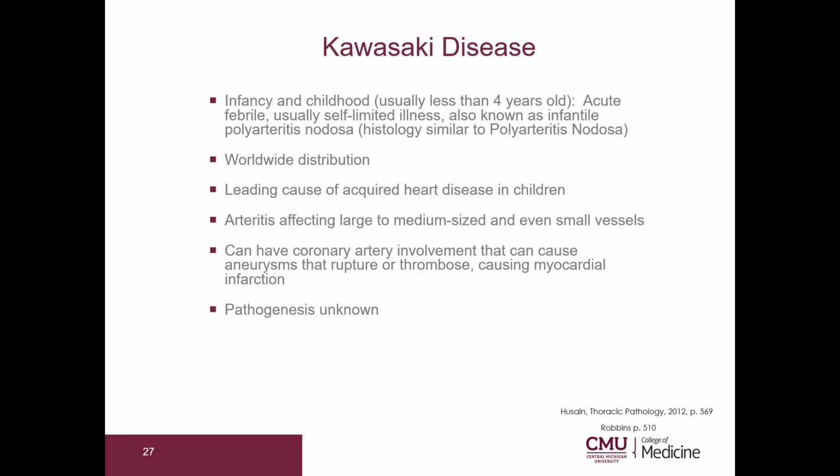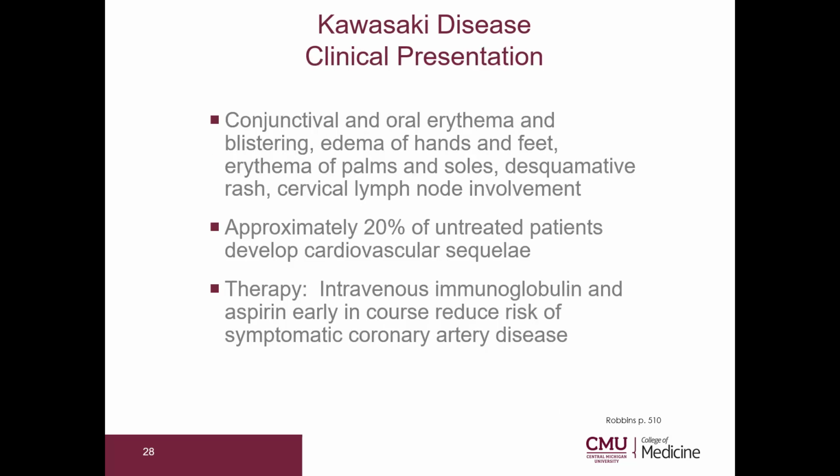The pathogenesis is unknown. The clinical presentation can be conjunctival and oral erythema and blistering, edema of the hands and feet, erythema of the palms and soles, desquamative rash, and cervical lymph node involvement. Approximately 20% of untreated patients will develop cardiovascular sequelae. Intravenous immunoglobulin and aspirin early in the course will reduce the risk of symptomatic coronary artery disease.